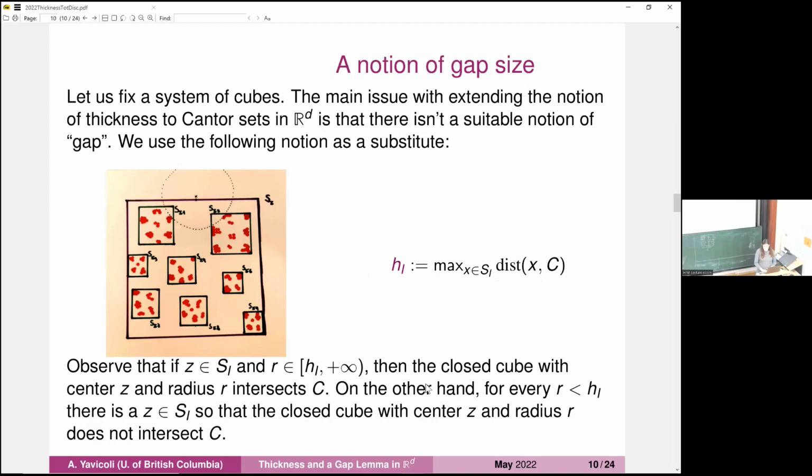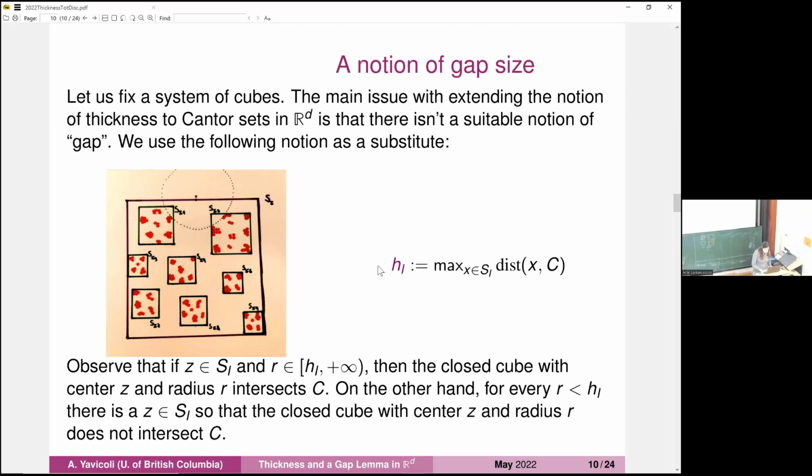So as I told you, here there are no gaps, but we need to define some kind of notion of gap size. We may not have gaps, but we have a notion of room that we can define here. There is some room that is not filled by the set, and I'm going to use that. I'm not going to define gap because there are no gaps.